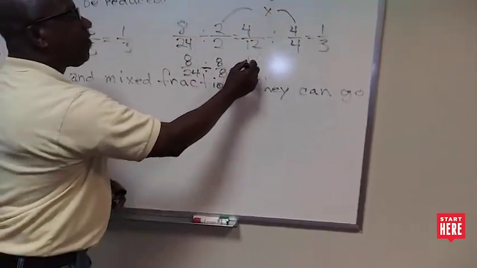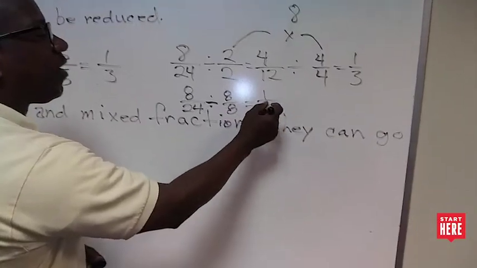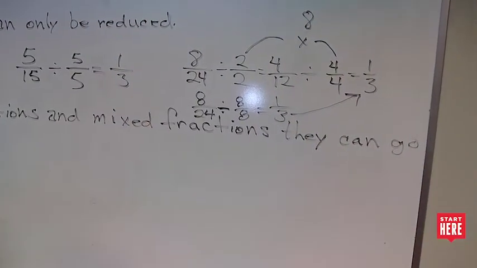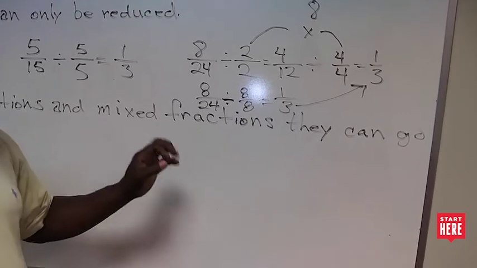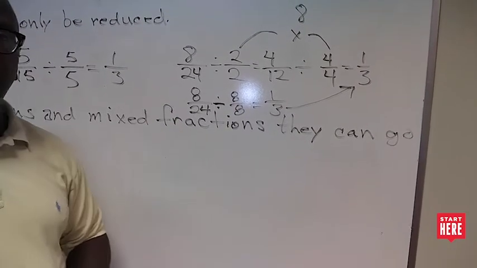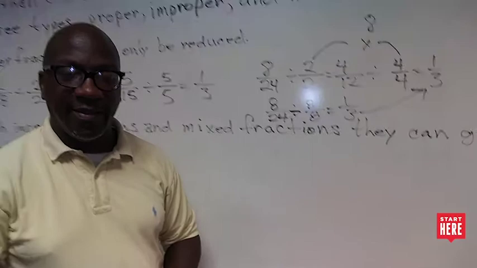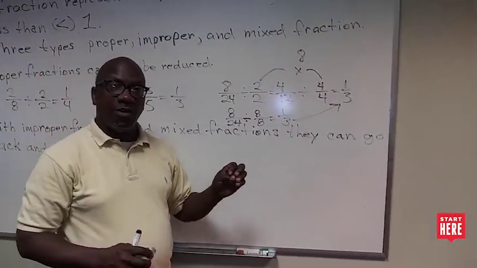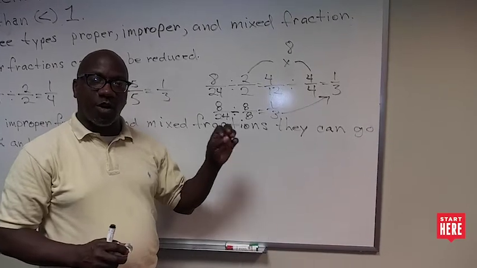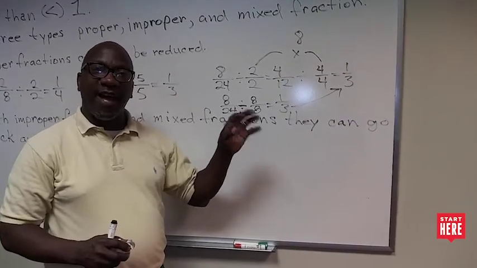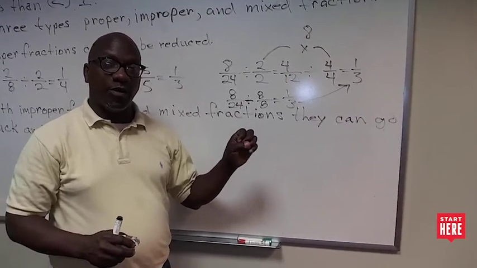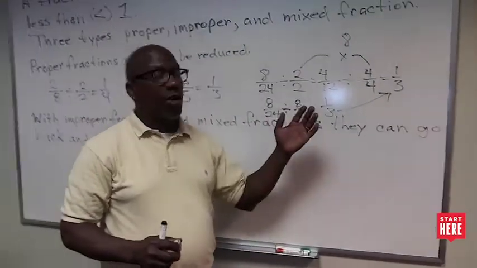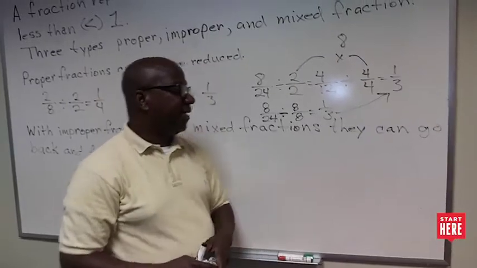Eight will go into itself 1 time. 8 will go into 24 3 times. Remember, if you have a proper fraction that's reducible and you don't know the largest number that will go into both numbers, find the smallest number that you know and start reducing that fraction. I guarantee you, you will arrive at the same answer.